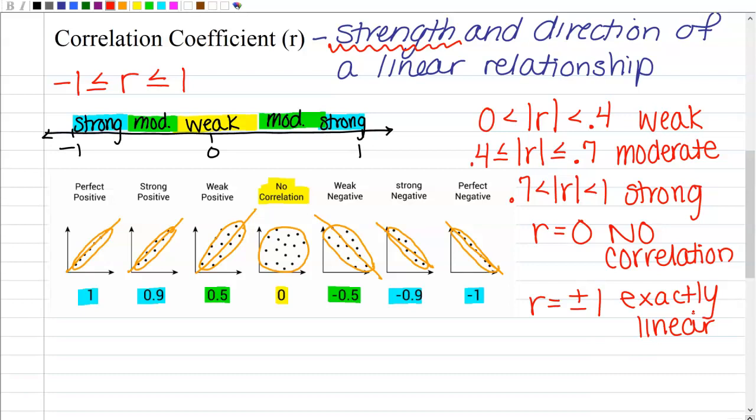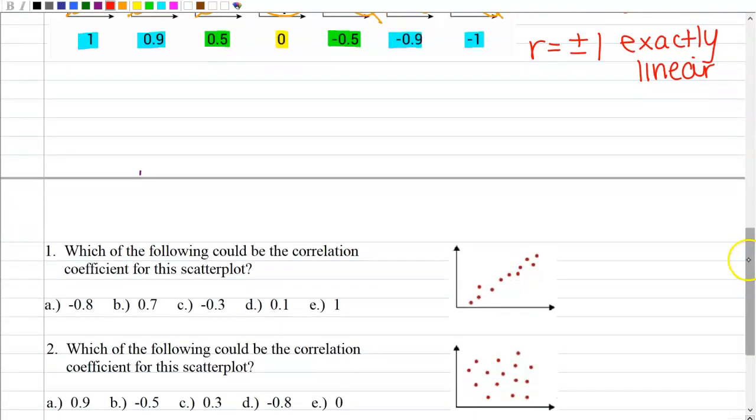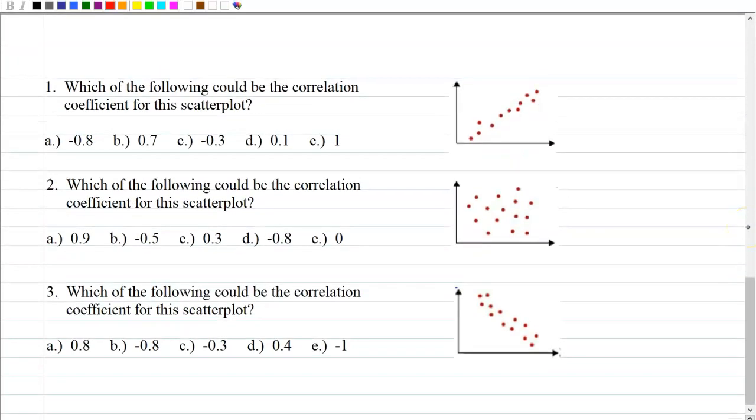Okay, let's look at an example of how we might apply correlation coefficient to various types of questions. So looking at these 3 questions, we are given 3 scatter plots, and we are asked which of the following could be the correlation coefficient for the scatter plot. The first thing we want to do is take our pencil and draw a circle around those points. Do we see a trend in either the positive or negative direction? In this case, we do. We definitely see a positive trend.